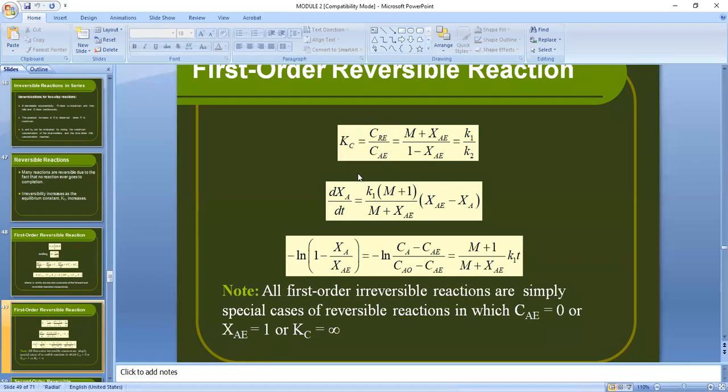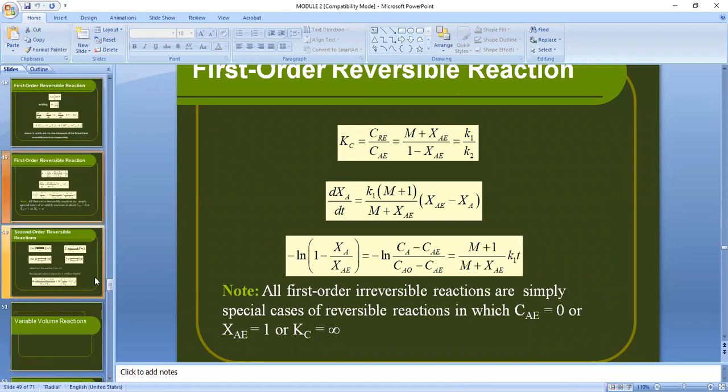So you have here concentrations at equilibrium, conversions at equilibrium, and rate constants. So your equilibrium constant can be solved using any of these equations, whichever is easier to use.